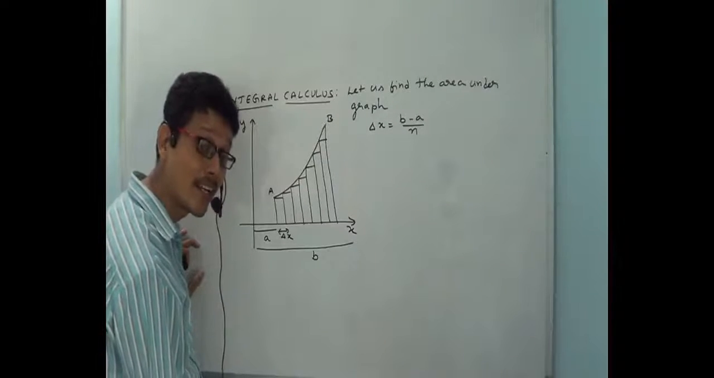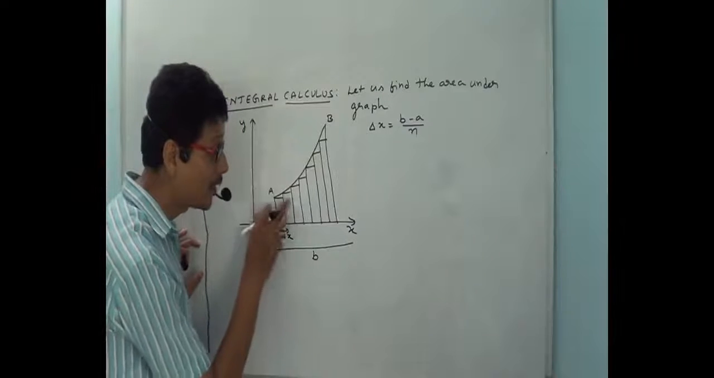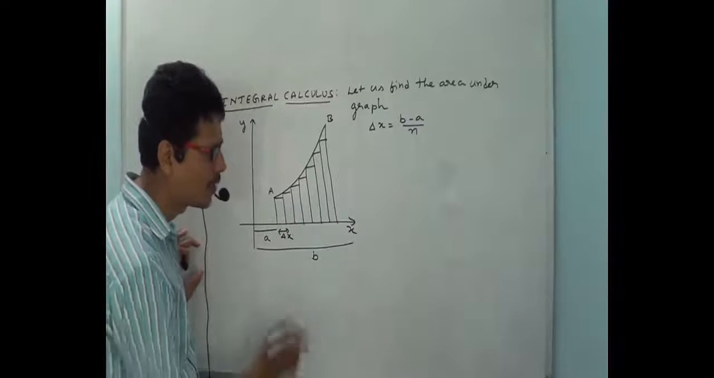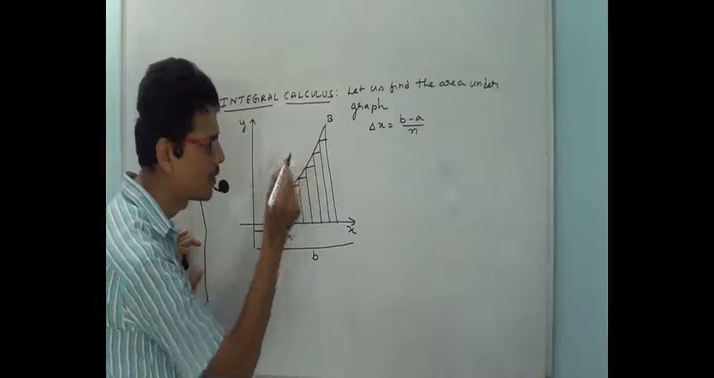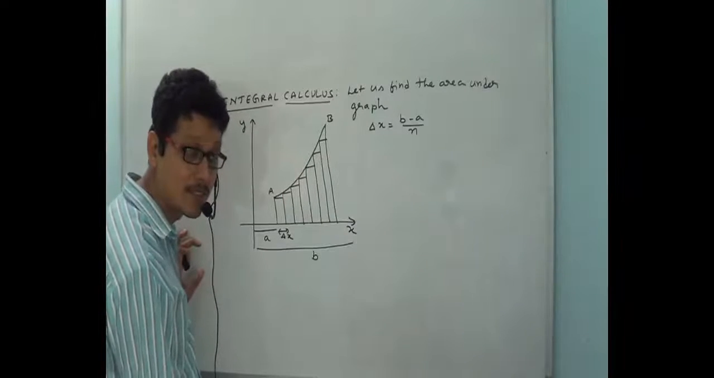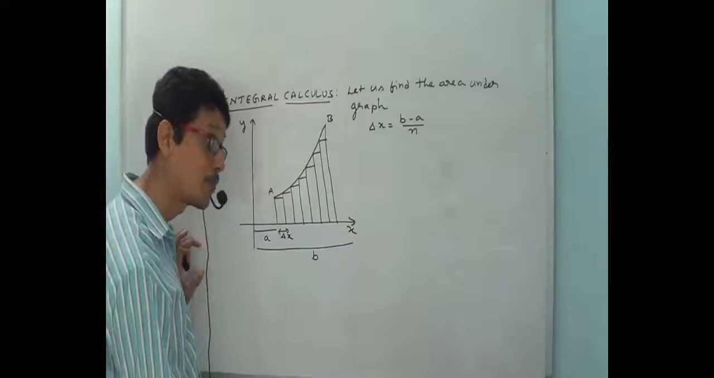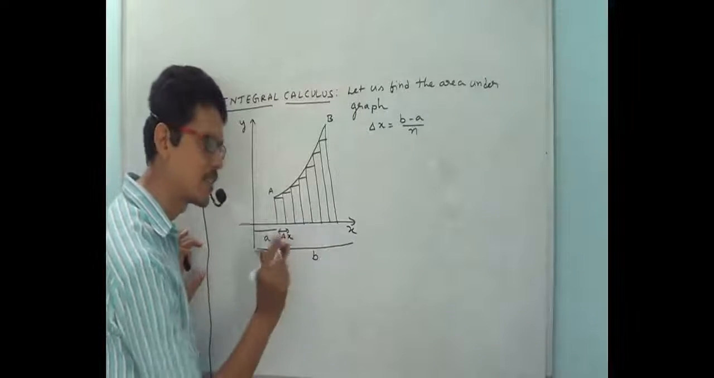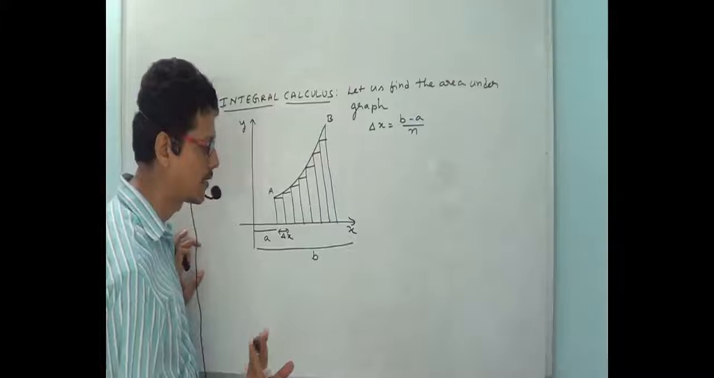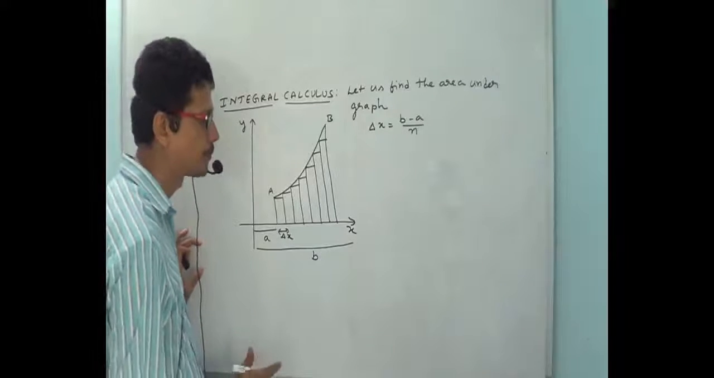Now what is the area under the graph? Area of rectangles plus area of small triangles. Are you able to see small triangles here? Yes. So total area under the graph is area of the rectangles plus area of the triangles. First let us calculate area of the rectangles.